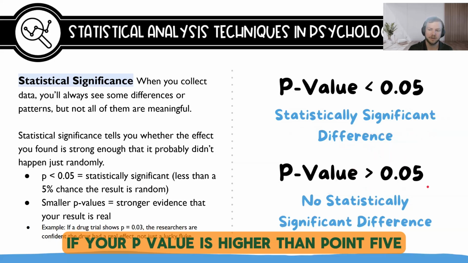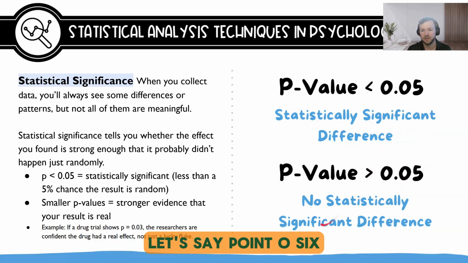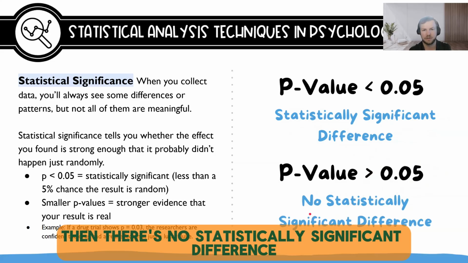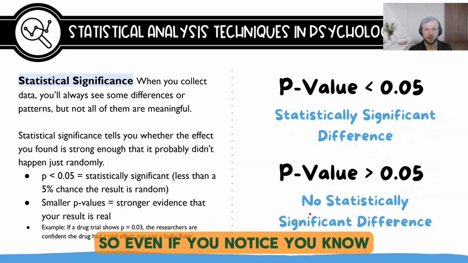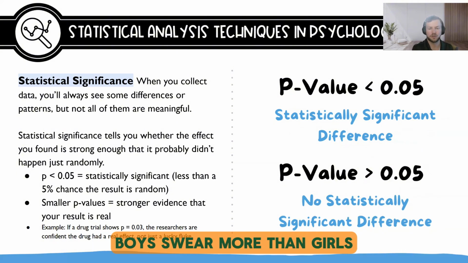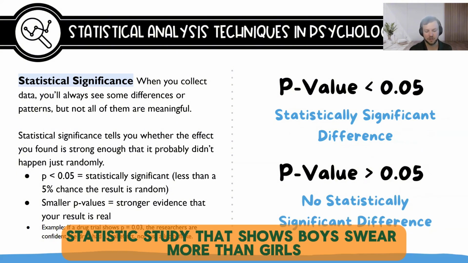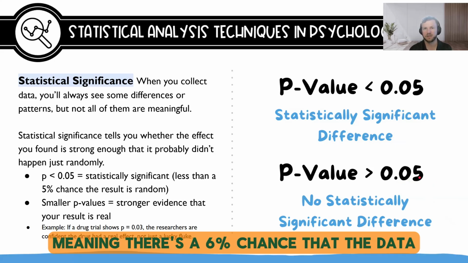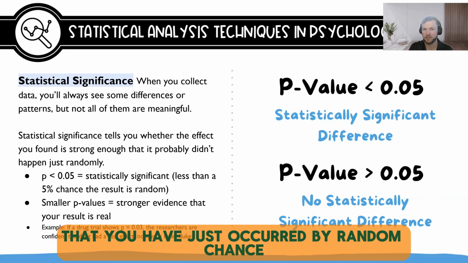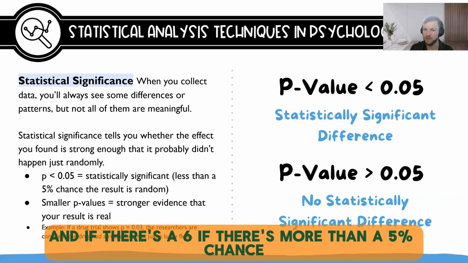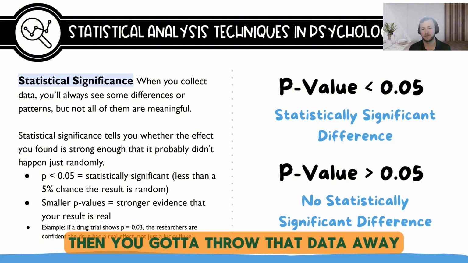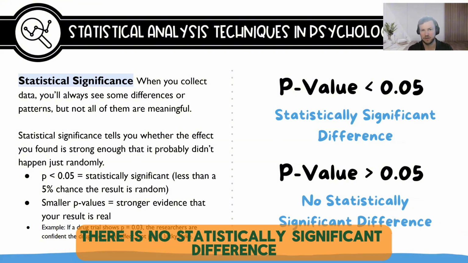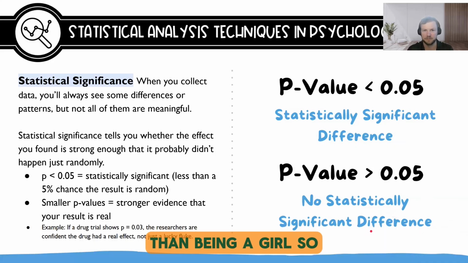However, if your p-value is higher than 0.05, let's say 0.06, then there's no statistically significant difference. So even if you notice boys swear more than girls, and you have a nice descriptive statistic study that shows boys swear more than girls, and you do a p-value test, you might come out with 0.06, meaning there's a 6% chance that the data that you have just occurred by random chance. And if there's more than a 5% chance, then you've got to throw that data away. There is no statistically significant difference. Being a boy does not cause you to swear more than being a girl.